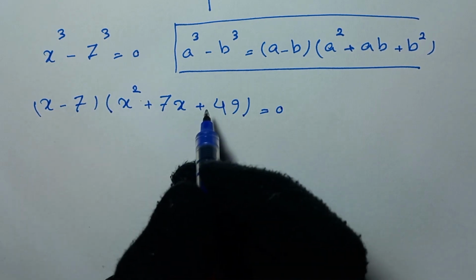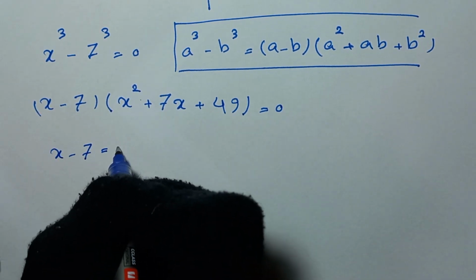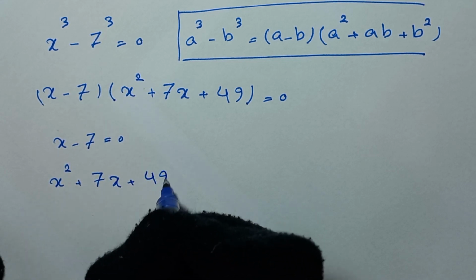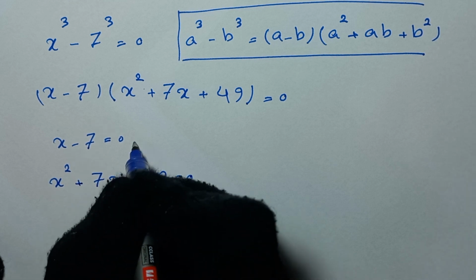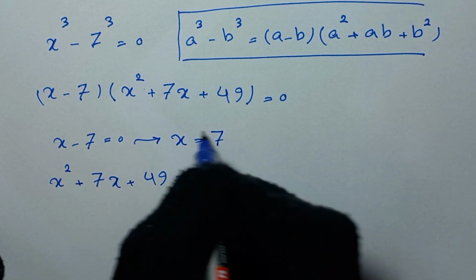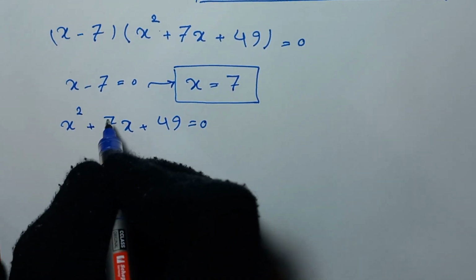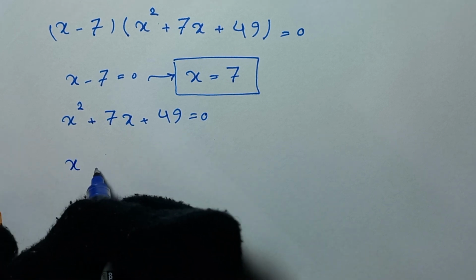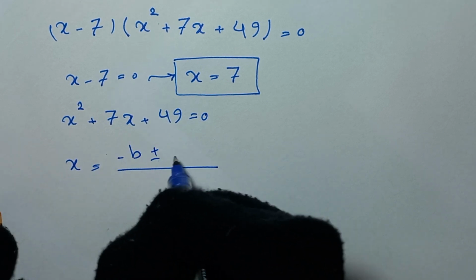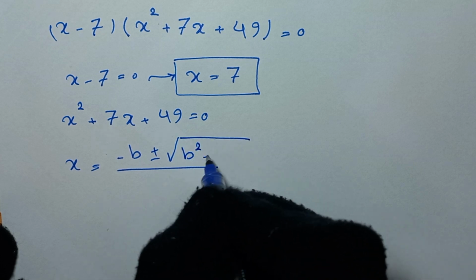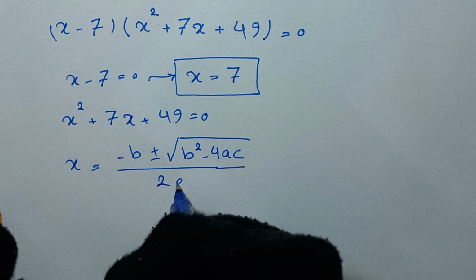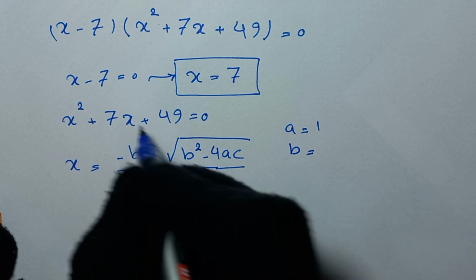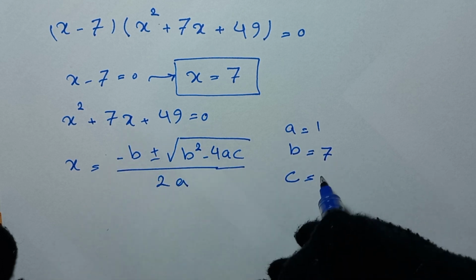Here we have two solutions. x minus 7 is equal to 0, or x squared plus 7x plus 49 is equal to 0. From here, x is equal to 7, and this is our first answer. And here we have a quadratic equation, and we use the quadratic formula, which is x is equal to negative b plus or minus square root of b squared minus 4ac over 2a, where a, the coefficient of x squared, is 1, b, the coefficient of x, is 7, and c, the constant, is 49.